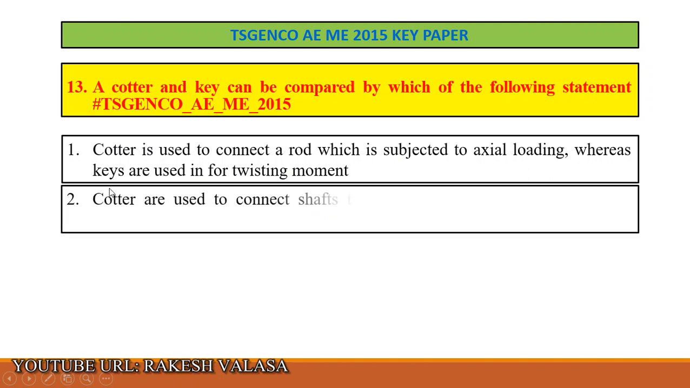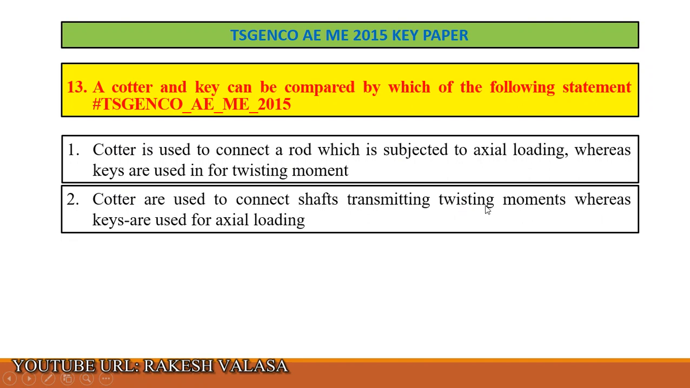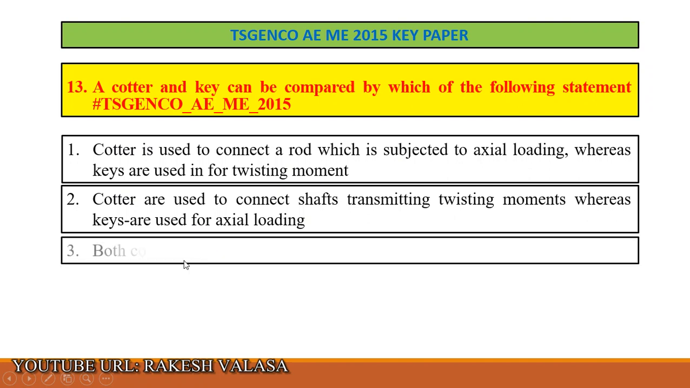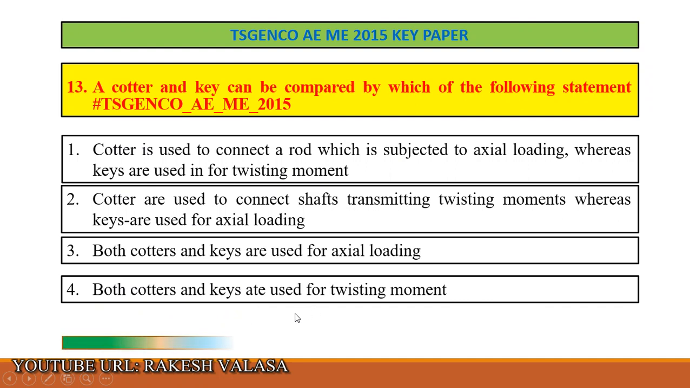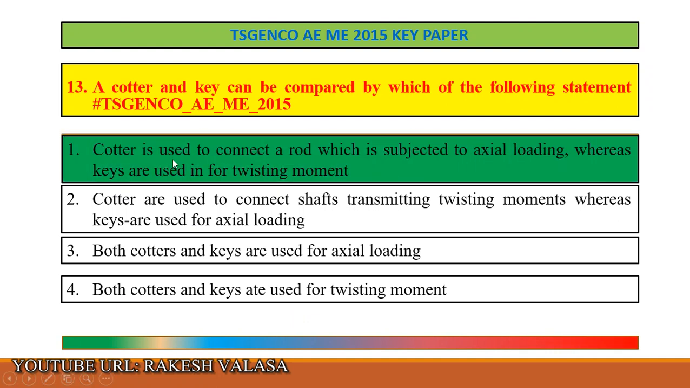Option 2, cotters are used to connect shafts transmitting twisting moments, whereas keys are used for axial loading. Option 3, both cotters and keys are used for axial loading. Option 4, both cotters and keys are used for twisting moment. Here the correct answer is option 1, that is cotter is used to connect a rod which is subjected to axial loading, whereas keys are used for twisting moment.